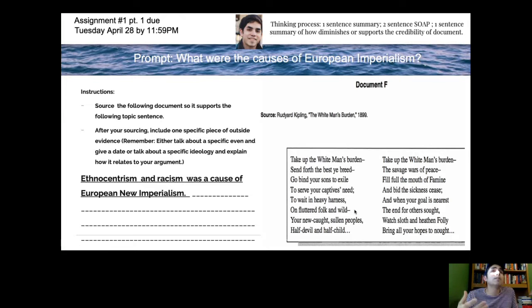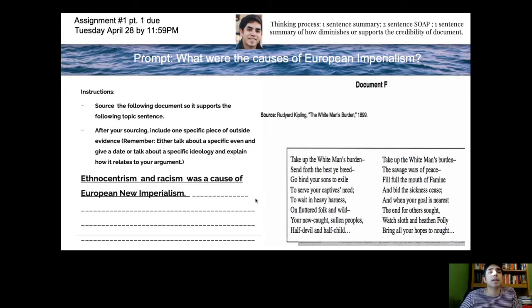Maybe even if you don't get The White Man's Burden as a document in your test, but you have a DBQ based on that, or based on European colonialism, maybe you would want to integrate talking about Kipling and the white man's burden in your essay, and that would count as outside evidence. And also make sure that you include one specific and relevant piece of outside information, outside evidence. My recommendation for this is to include a specific event, and give a date attached to that specific event, or talk about a specific ideology, define what that ideology means, and explain how it relates to your argument.